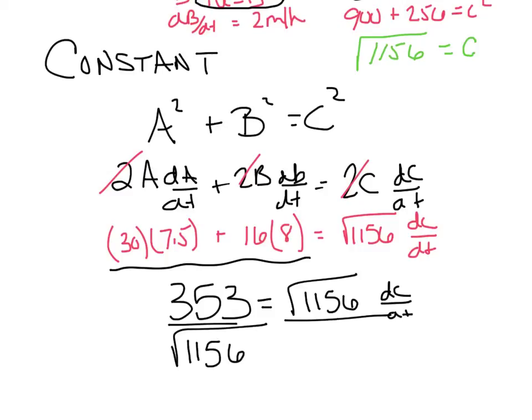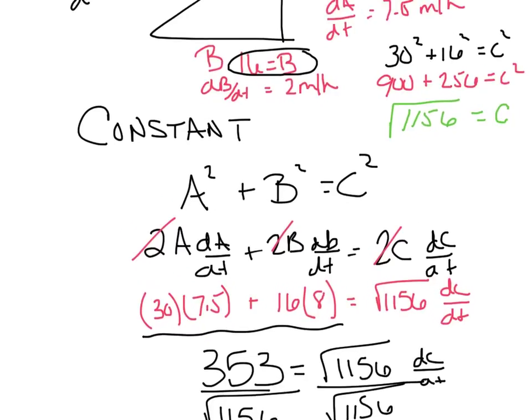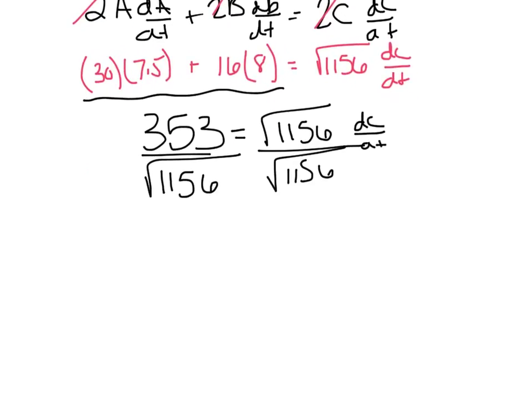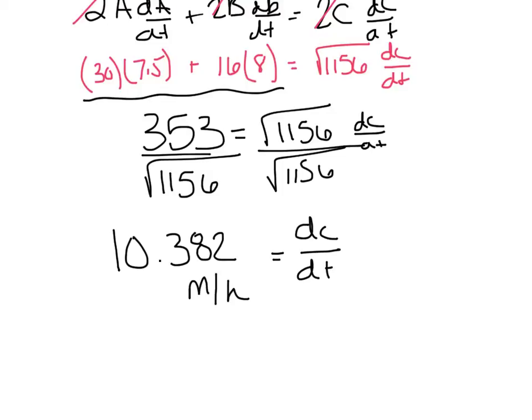Now, of course, if it was in the non-calculator section, I'm leaving it like that. If I'm allowed to use my calculator, I'm just typing it in. So I get dC/dt is changing at a rate of, I'm going to say 10.382. And because we were talking about miles per hour and this is a rate, I'm going to slap those units on there.